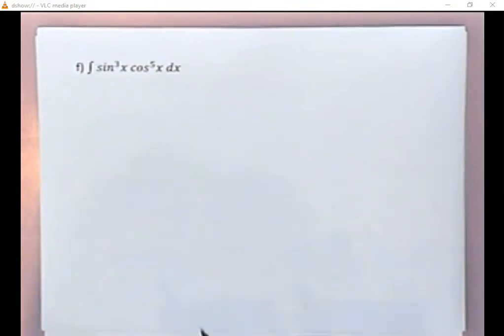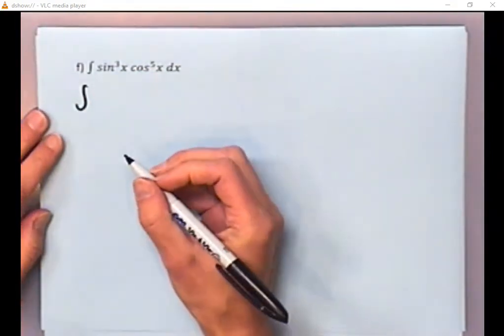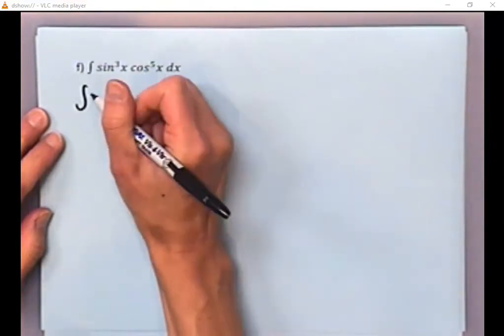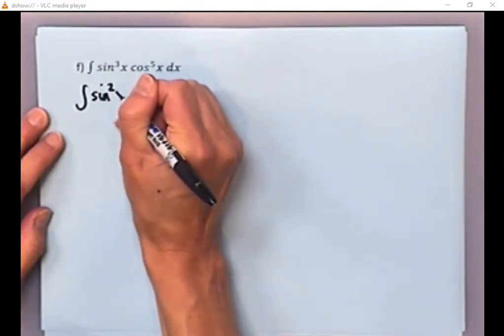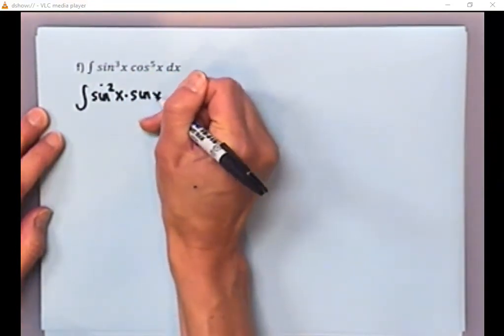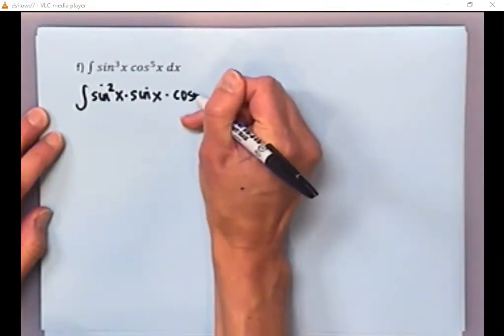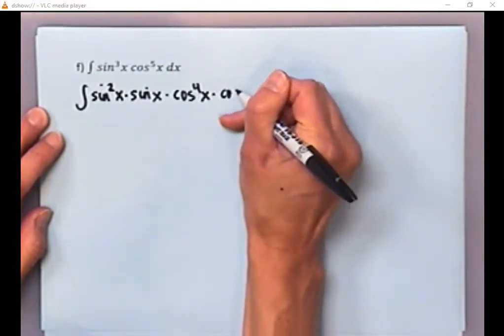Okay, separate out. You think both a sine and a cosine? Okay, what if you did that? So you had sine squared and a sine, and then you'd have cosine to the fourth and a cosine.